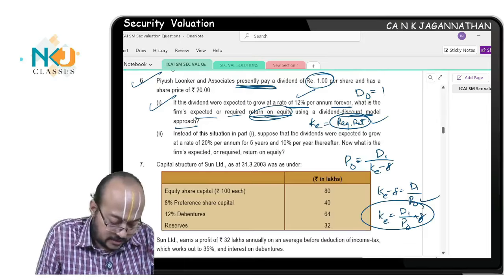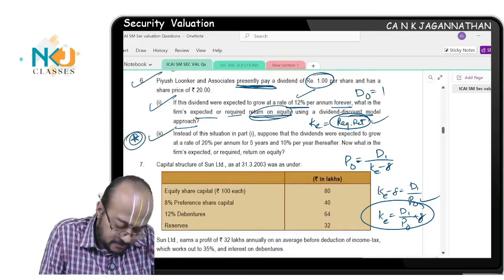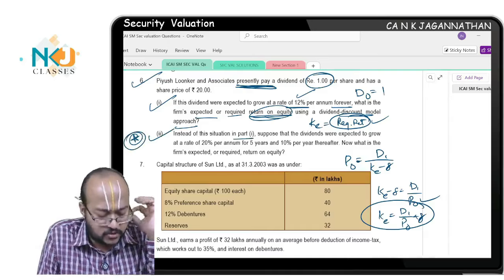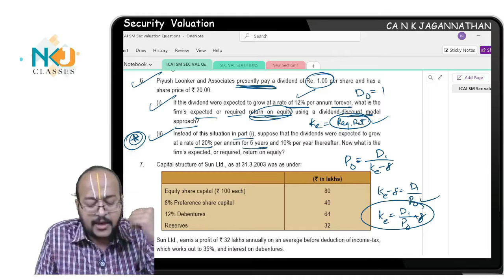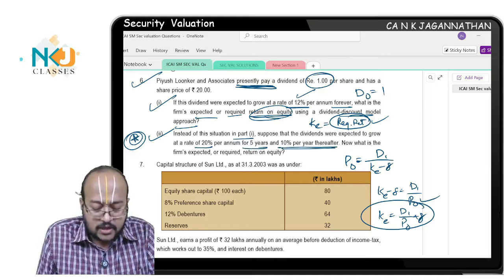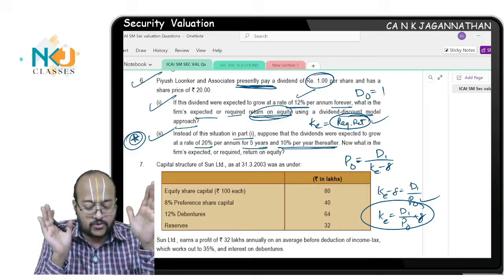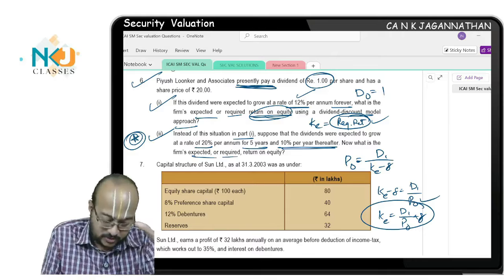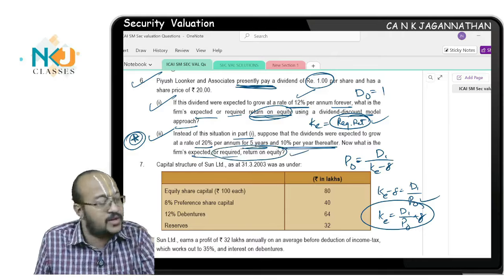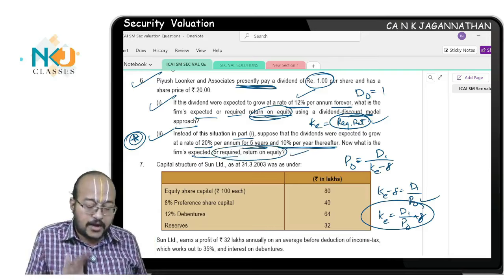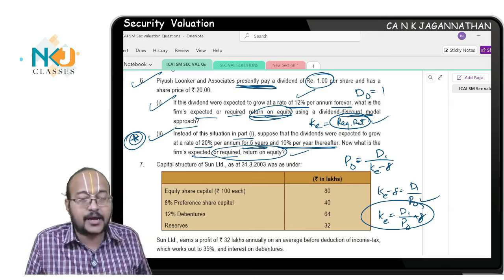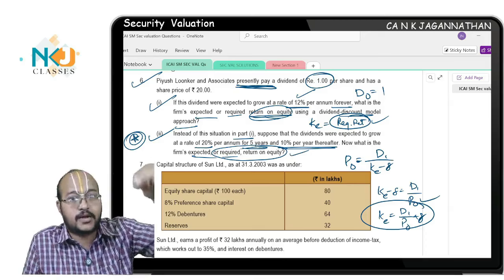Next, what they are asking now is important, mark it as important. Instead of this situation, part 1, suppose that the dividends were expected to grow at the rate of 20% for 5 years and 10% per year thereafter. Now what is the firm's expected or required rate of return? They are asking required rate of return, not expected, it is required rate of return. They are expecting us to calculate required rate of return, which means they are asking us to find the discounting rate. Very simple.